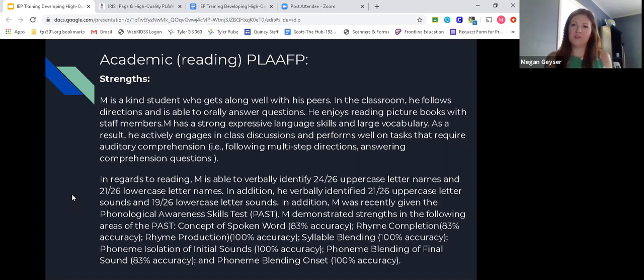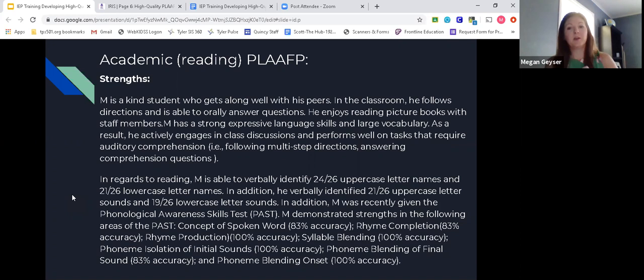He performs well on auditory comprehension. Well, what does that mean? Here's the stranger test. We put an example because not everybody understands what auditory comprehension might mean. So here, that means following multi-step directions and answering comprehension questions.